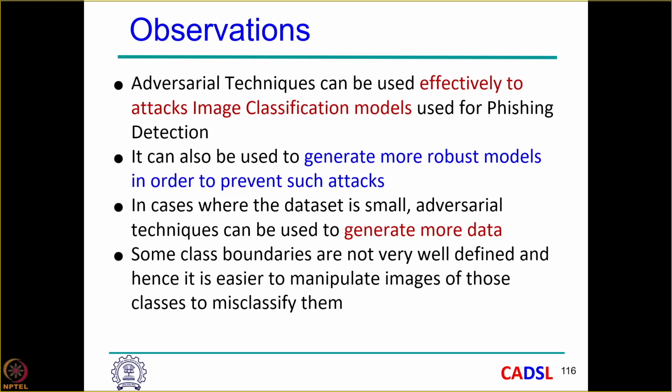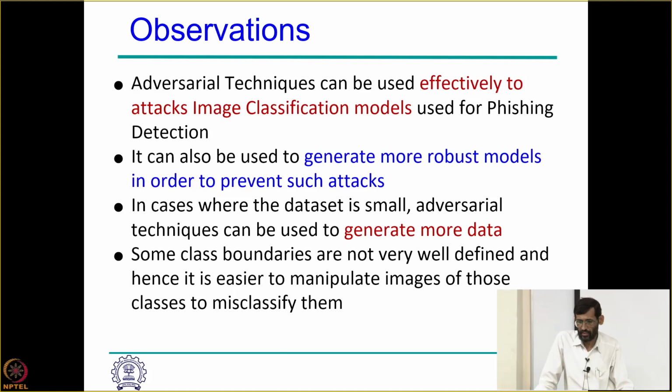So in cases where the data set is small, adversarial techniques can be used to generate more data. That is another thing one can use to augment the data: how we can generate new images through the adversarial approach that still keep me classified in the same class, and don't let me go beyond to the other class.